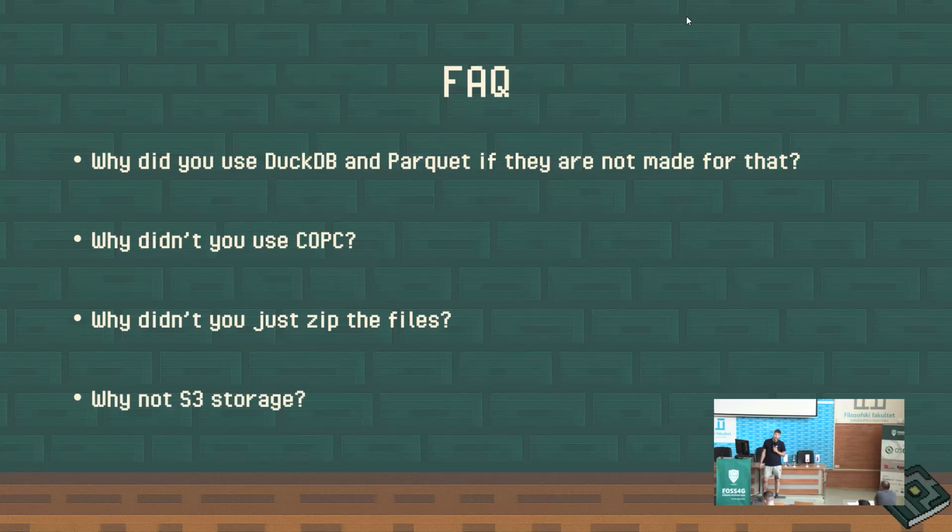And the last question: why didn't we just use S3 storage and forget about backups because it's done for us? The problem with S3 storage and this sort of file structure is that there are a lot of small files. So when you zoom in, you get a lot of requests, and S3 storage, well, they charge by the request, so it could get quite expensive quite quickly.